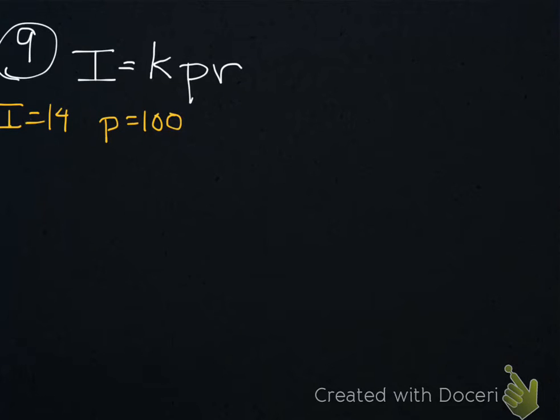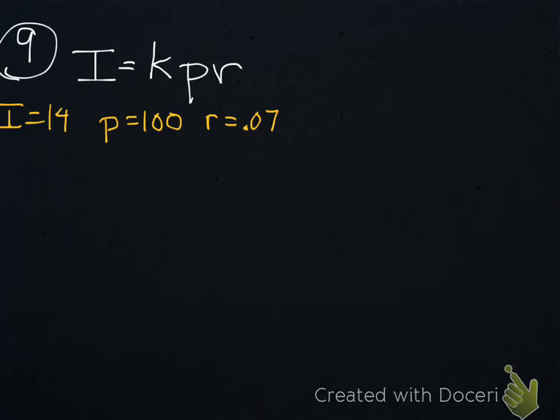Number 9. I varies jointly as P and R. So with jointly, we're going to multiply. So I have K times P times R. So we're multiplying everything. If we were going to divide, it would have said inversely. Now what's my first set of criteria? I is 14 when P is 100 and R is 0.07. That's kind of crazy.